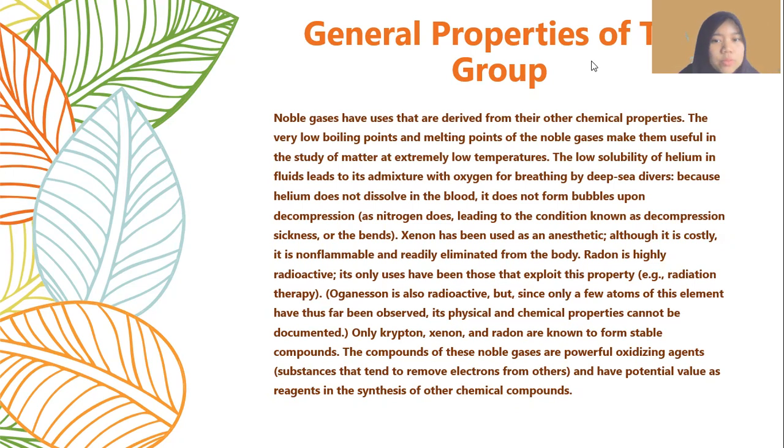And then only krypton, xenon, and radon are known to form stable compounds. The compounds of these noble gases are powerful oxidizing agents, substances that tend to remove electrons from others, and have potential value as reagents in the synthesis of other chemical compounds.